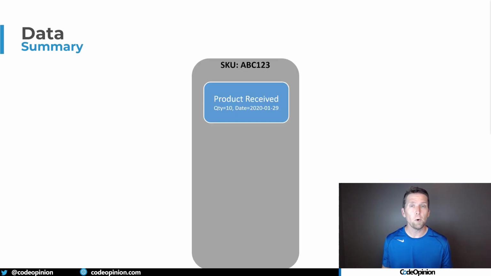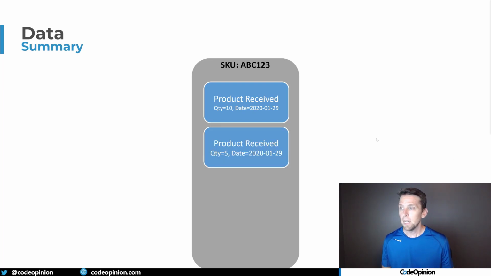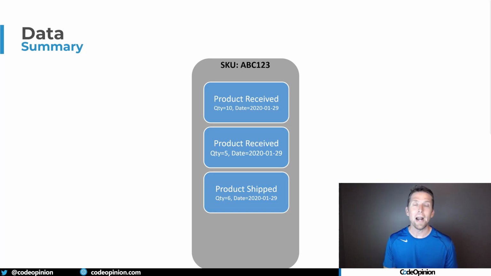Another example of summarizing is within an event stream. When I explain event sourcing, I use this example because it's usually the first question that comes up. But you can summarize with an actual business concept, something that does exist. So for example, we have our first event for product, our SKU ABC123, and we received 10 products to our warehouse. So our quantity on hand at this point is 10. Then we received another 5 from another purchase order. So now we have 15 total. We shipped some product out, which is 6. So now we are at 9.